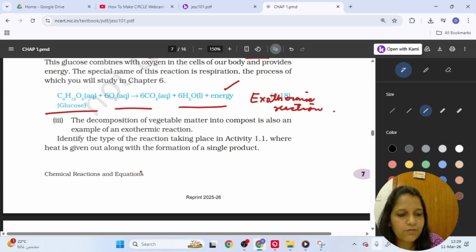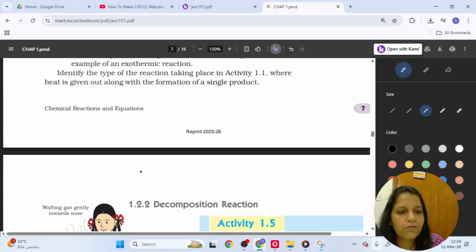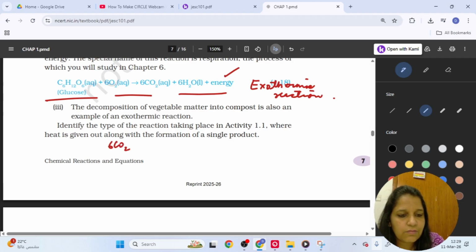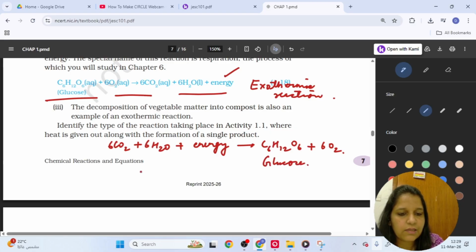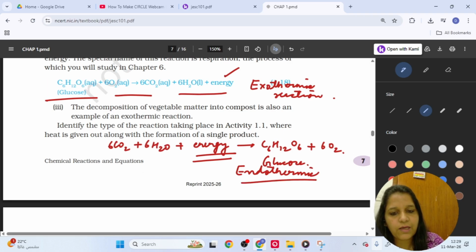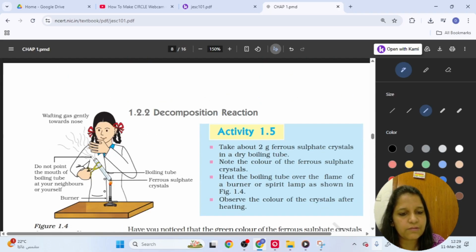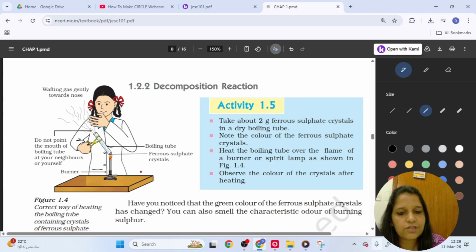Whereas if you see photosynthesis, what is photosynthesis? 6CO2 plus 6H2O plus energy gives C6H12O6 plus 6O2. So here you can see this glucose is forming and the heat energy is absorbed. So this reaction is an endothermic reaction. So this is the main difference between exothermic and endothermic reactions, and that is how we can compare photosynthesis and respiration. Now, what are decomposition reactions?